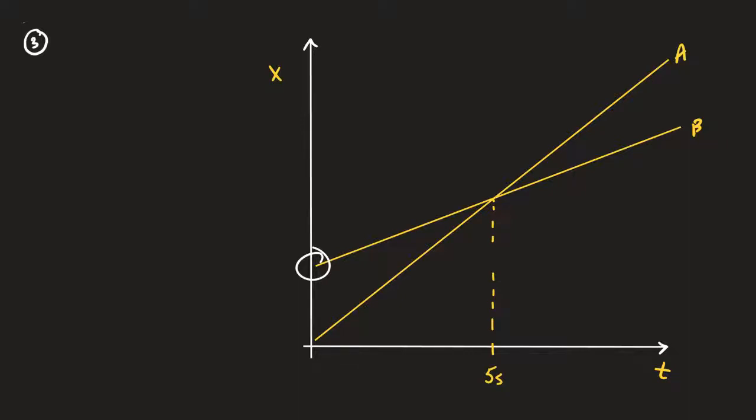All the way in the back. Yes, sir. Person A is overtaking person B. Perfect. That's what's happening at 5 seconds. Person A is overtaking person B. All right. Was that hard? Not too bad? All right.